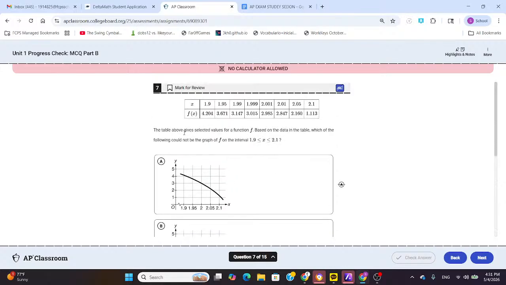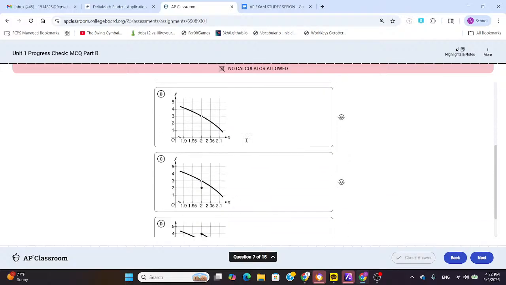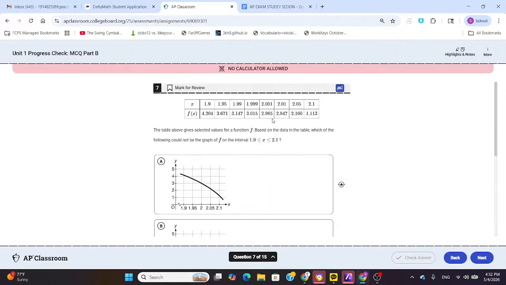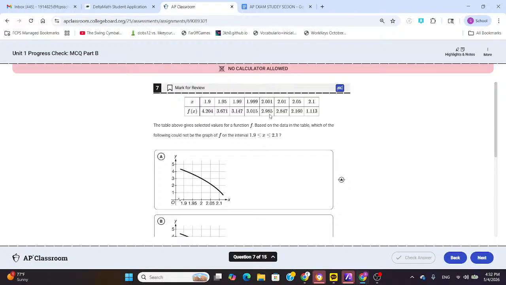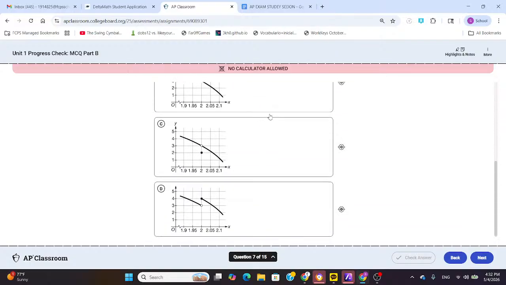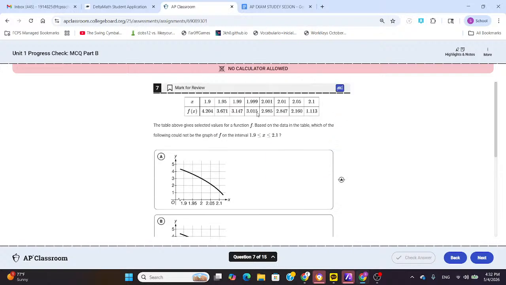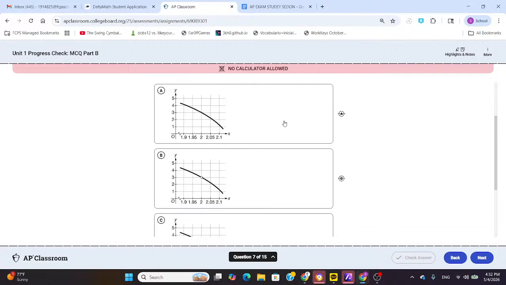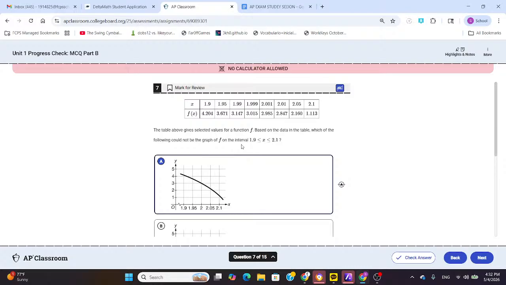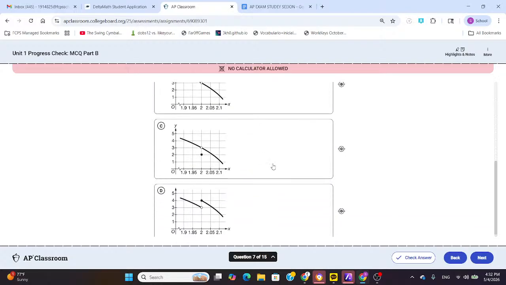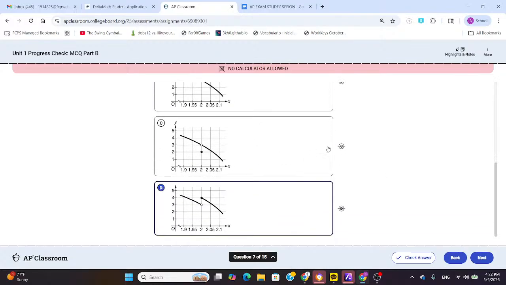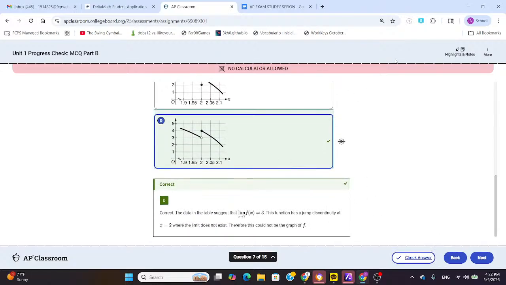Based on the data table, which of the following could not be the graph of f on the interval 1.9 to 2.1? Well, let's look at in between. There's nothing wrong. Let's say which of the following could not? Oh, okay, this is a could not. So it can't be this. It can't be either C or D. I told you it was D.